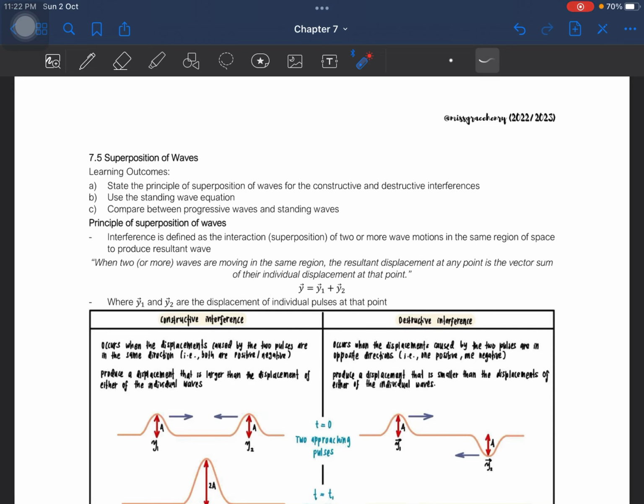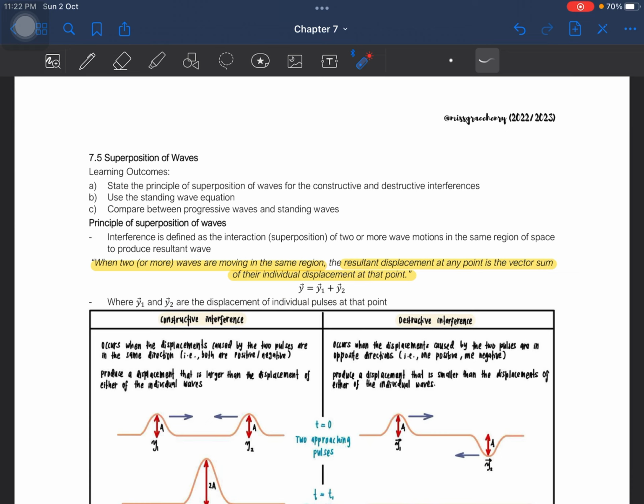So the principle of superposition of waves states that when two or more waves are moving in the same region, the resultant displacement at any point is the vector sum of their individual displacements at that point. So mathematically, the equations of these two can just be added together.